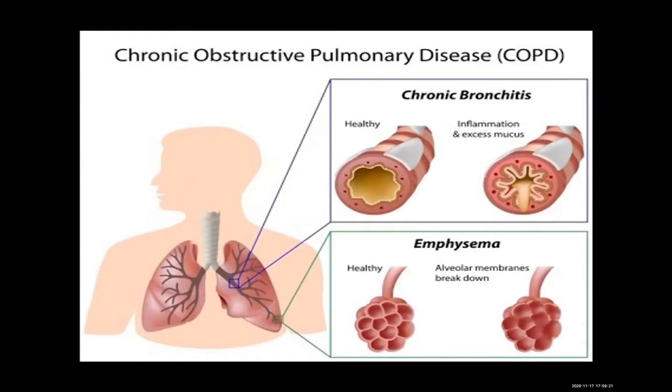In smokers, emphysema develops slowly after years of exposure to irritation of cigarette smoke. Emphysema and chronic bronchitis together are classified as chronic obstructive pulmonary disease, or COPD. Cigarette smoking is responsible for 83% of cases of COPD.